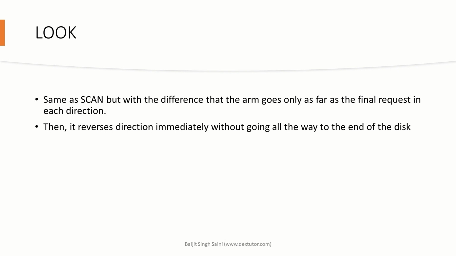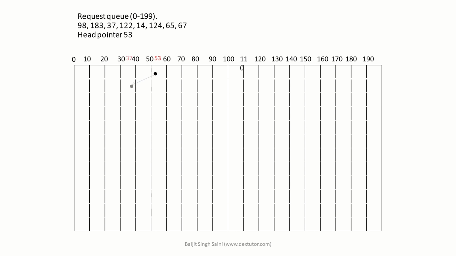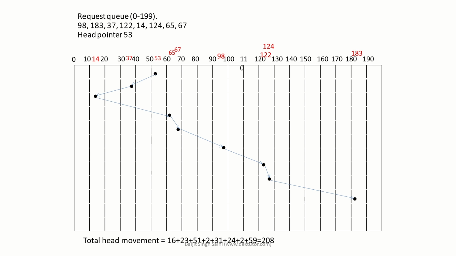It is the same as SCAN, but with the difference that the arm goes only as far as the final request in each direction. Then it reverses direction immediately without going all the way to the end of the disk. That means in this the arm does not go to 0. It changes direction at the last request. Same example as earlier. It goes from 53 to 37, and here is 14. It changes direction at 14, not going to 0. Then 65, 67, 98, 122, 124, 183, and the sum of the differences is 208. That is the minimum seek time.